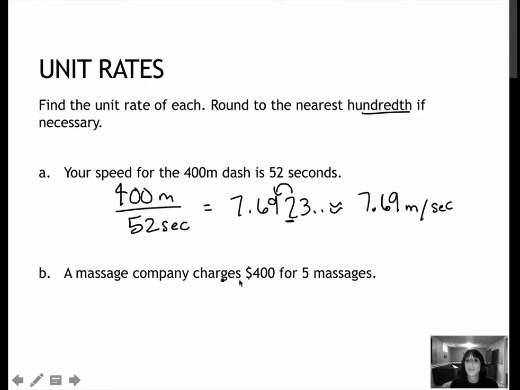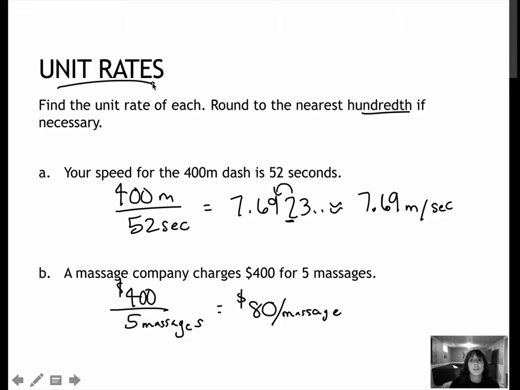Next example, a massage company charges $400 for 5 massages. So $400, 5 massages. I could use one of those right now. 400 divided by 5 would give me 80, $80 per massage. And that would be my final answer, $80 per massage. So remember, unit rate tells me how much it is for one. On that first example, if I tried to find how much it is per 1 second, I got a kind of nasty little decimal. And on my second example, I got a nice whole number.